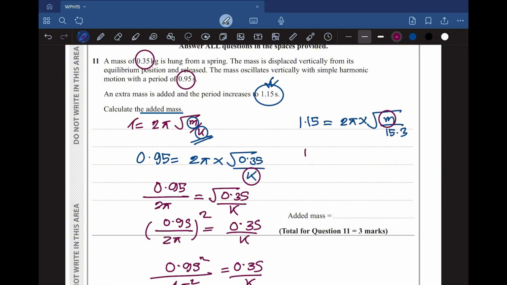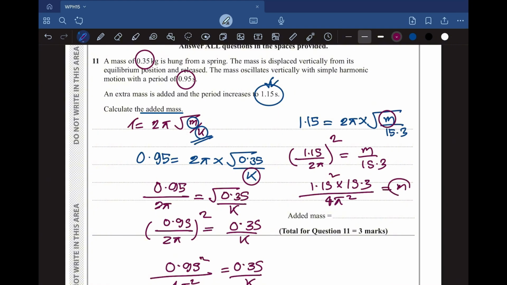Okay, so this m will become 1.15 divided by 2 pi, this whole thing squared, is equal to m divided by 15.3, right? So to make m the subject, it will become 1.15 squared into 15.3 divided by 4 pi squared is equal to m, and the value of m will come as 0.512 kg.